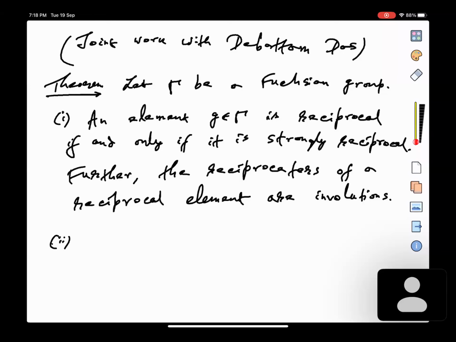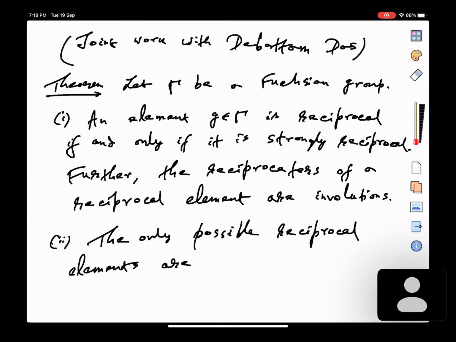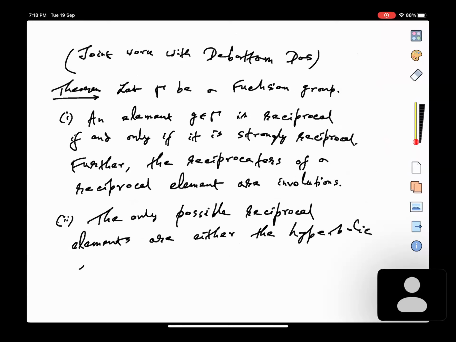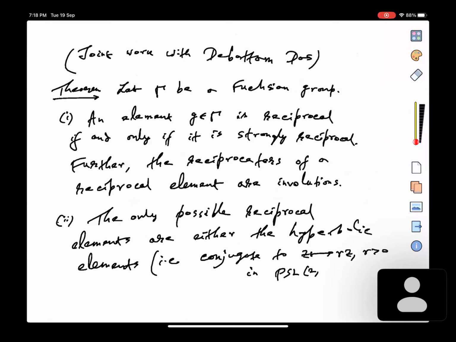And the second thing is that the only possible reciprocal elements are either the hyperbolic elements, that is, conjugate to z goes to rz in PSL2R, or the order 2 elements. So this has reduced our problem to just understanding the hyperbolic elements for Hecke groups.